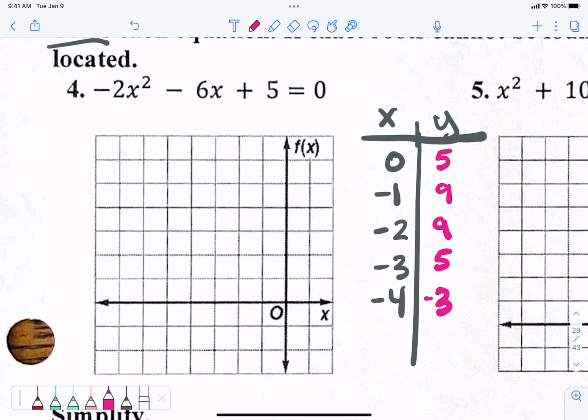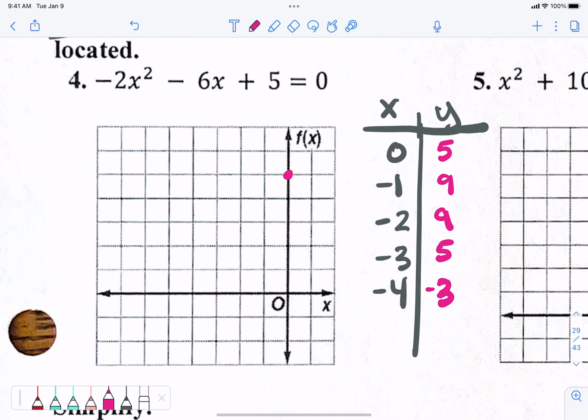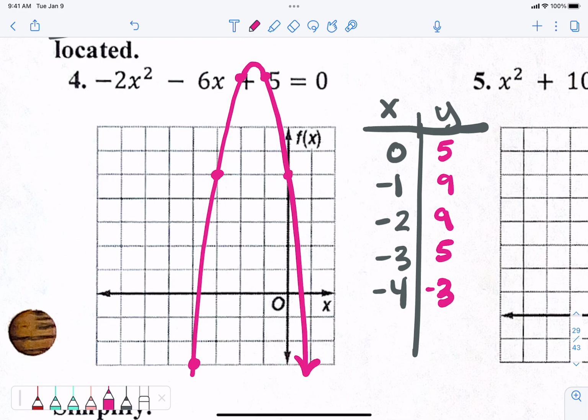How many more problems are on this review? 0 is at 5, -1 is at 9, -2 is at 9, -3 is back at 5, and then this one's at -3. Now, how are these two straight across from each other? He goes up a little, down a little bit. All right, so this is what he looks like.